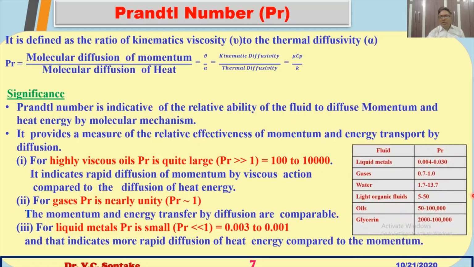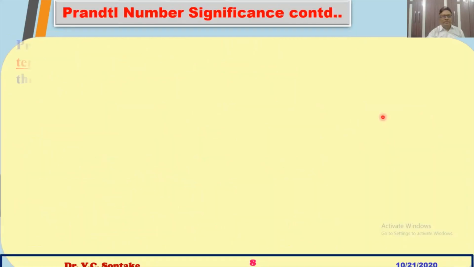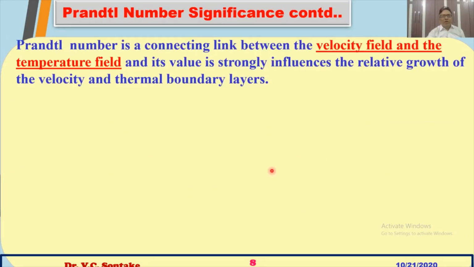These are the typical values of Prandtl numbers for different types of fluids: liquid metals, gases, water, light organic fluids, oils, and glycerins. The Prandtl number is also a connecting link between the velocity field and the temperature field, and its value is strongly influenced by the relative growth of the velocity and thermal boundary layers. Velocity and thermal boundary layers are two different concepts. We are going to deal with them in great detail.